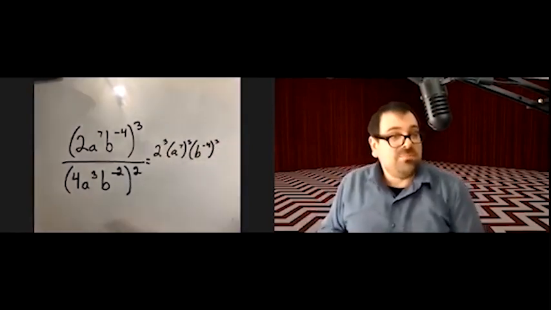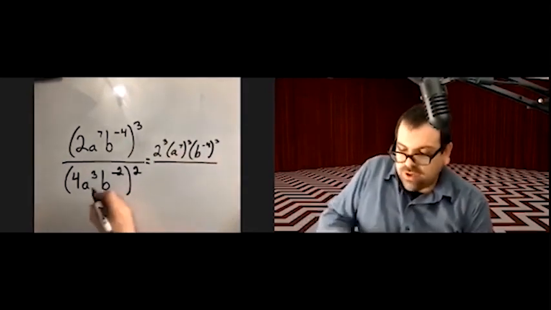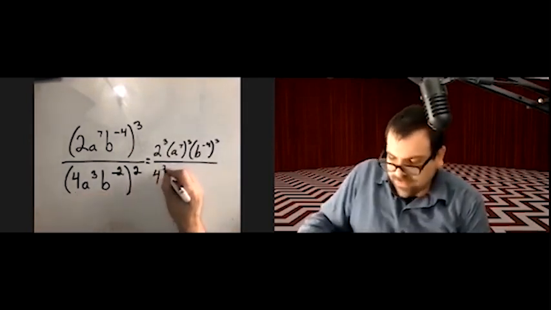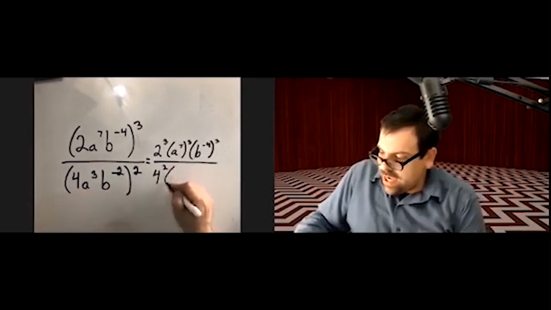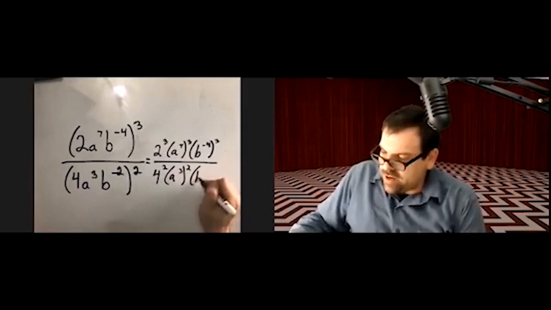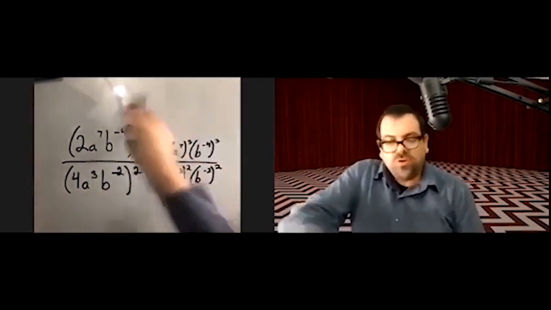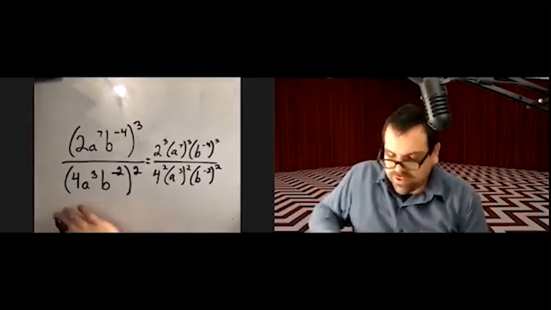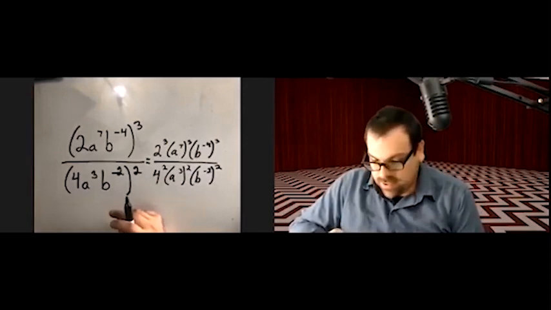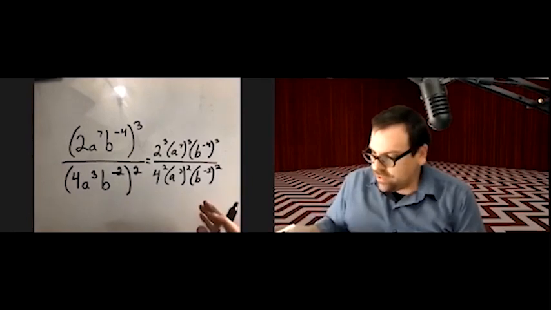It's about time to change that blue marker. And on the bottom, the squared would go to each of the factors. So 4 squared, a cubed squared, and b to the negative 2 squared. And giving the cube to everything on top, giving the square to everything on the bottom, that has given me more things to do.